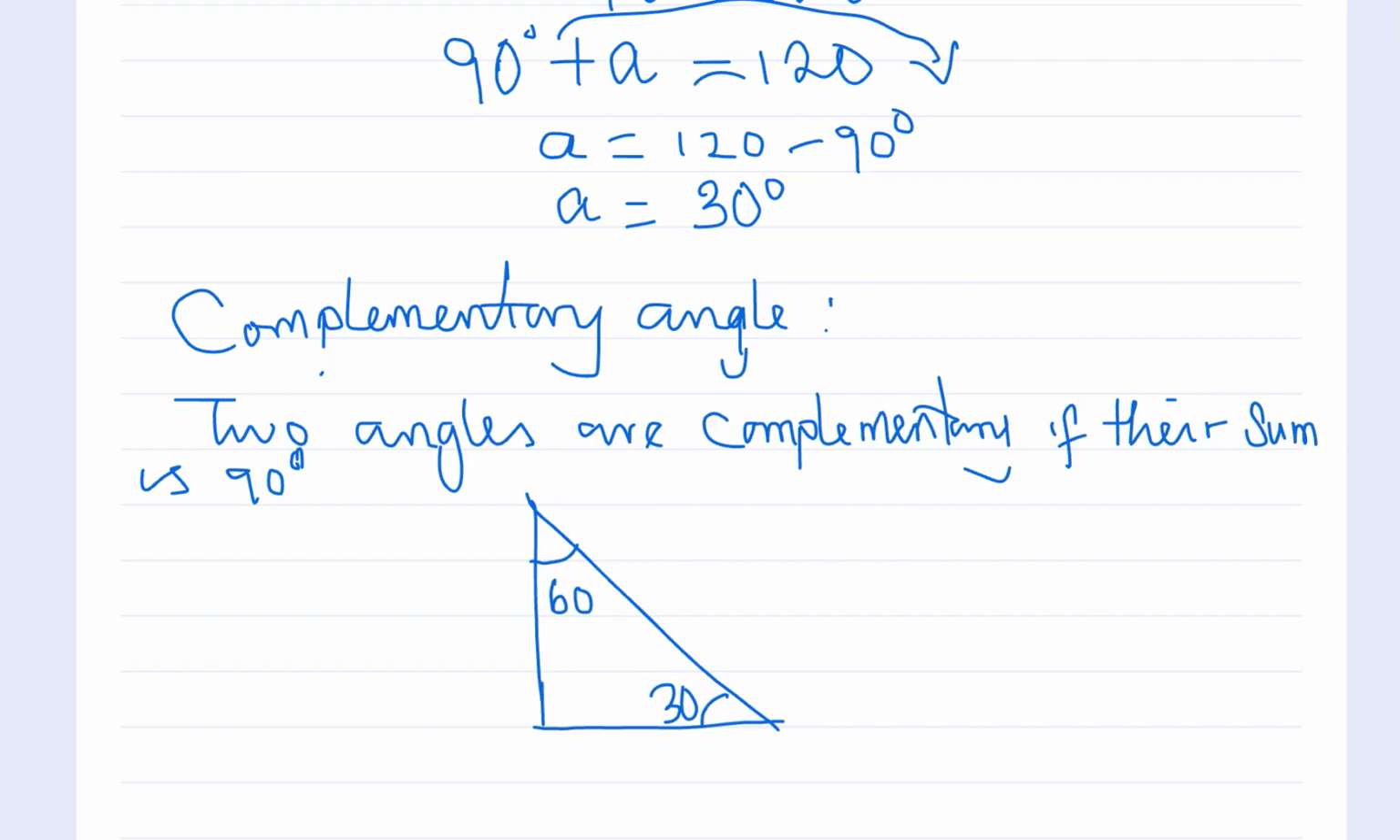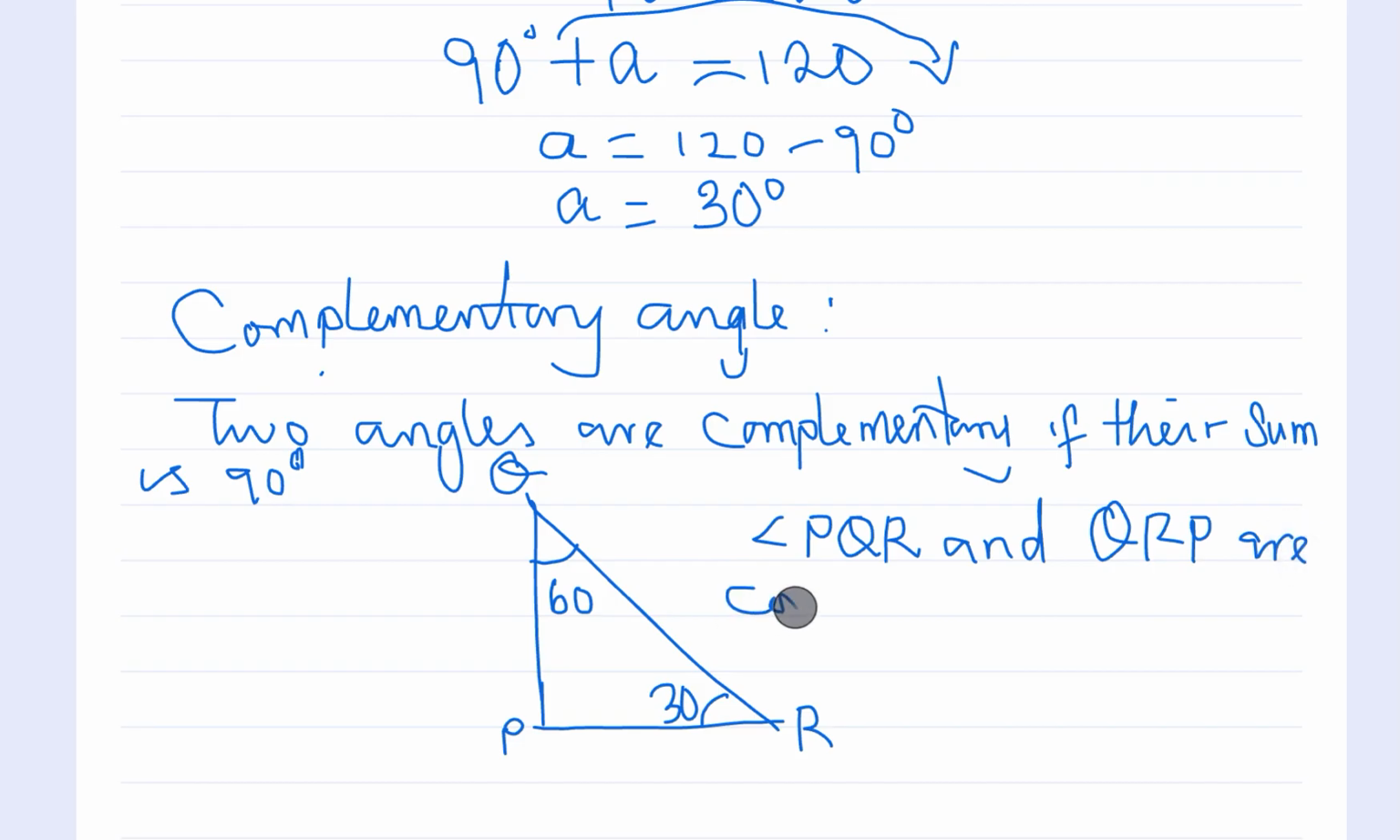So how will you say it? Let's call this one Q, P and R. You will say that angle PQR and angle QRP are complementary.